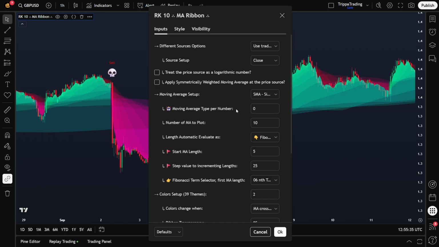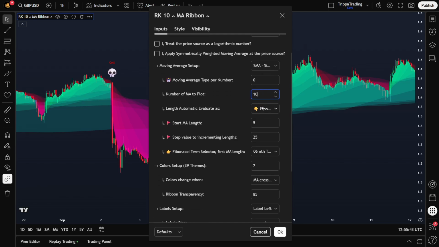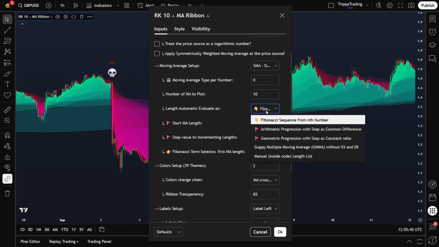By default, it uses a full set of 10 moving averages, but you can adjust how many you want, the starting length, and how each one increases. You can even choose the method for those increments: arithmetic, manual, or Fibonacci. Personally, I like Fibonacci because it naturally spaces the lengths apart in a logical way.